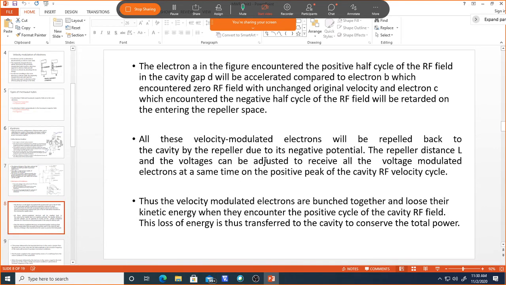All these velocity modulated electrons are repelled back by the repeller due to its negative potential. The repeller distance L and the voltage can be adjusted to receive all the velocity modulated electrons at the same point on the positive peak of the cavity RF cycle. These velocity modulated electrons bunch together and lose their energy at the positive half cycle in the cavity. This RF energy is transferred to the cavity, and the total power in the cavity is taken out through the coaxial cable.